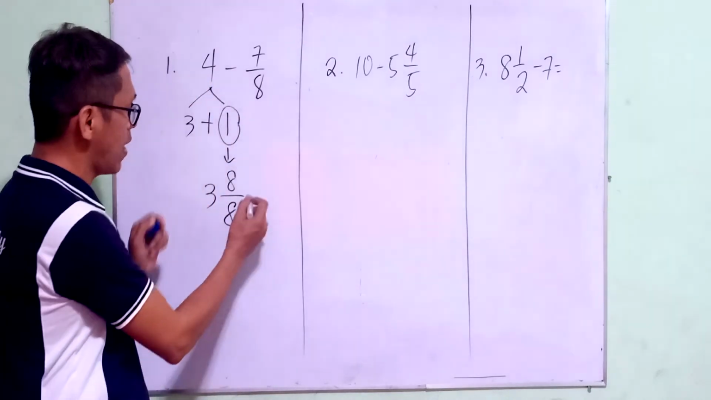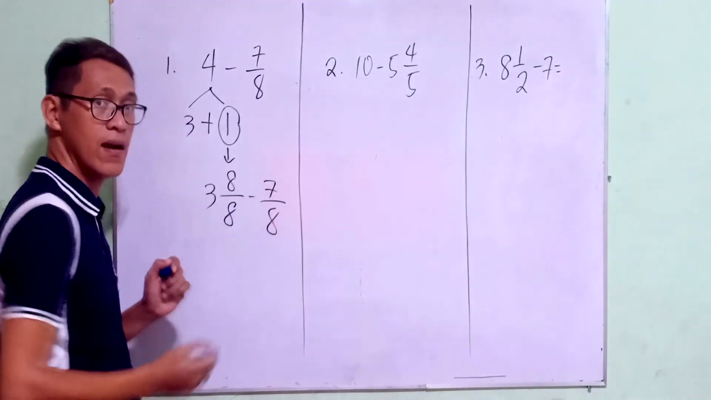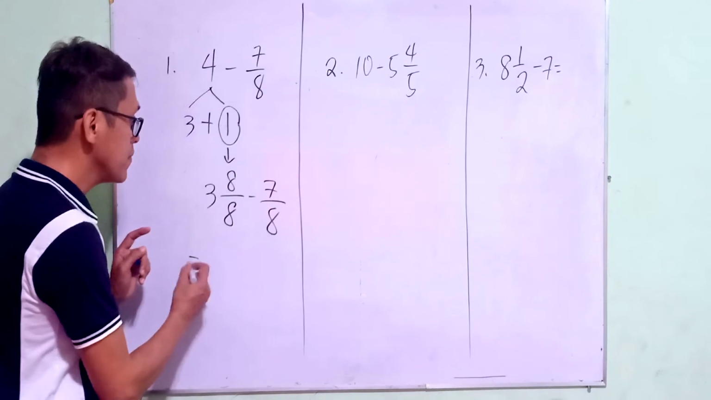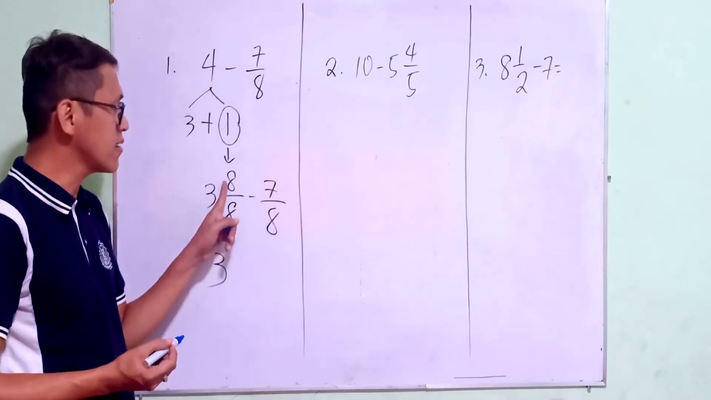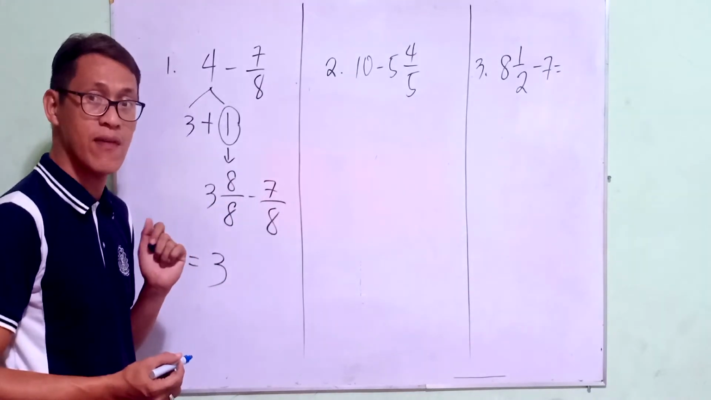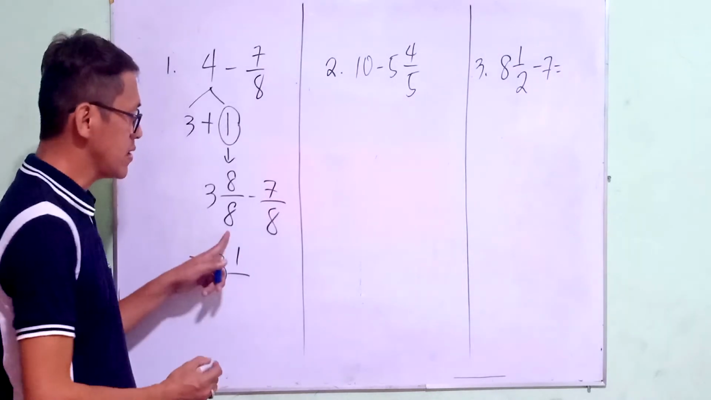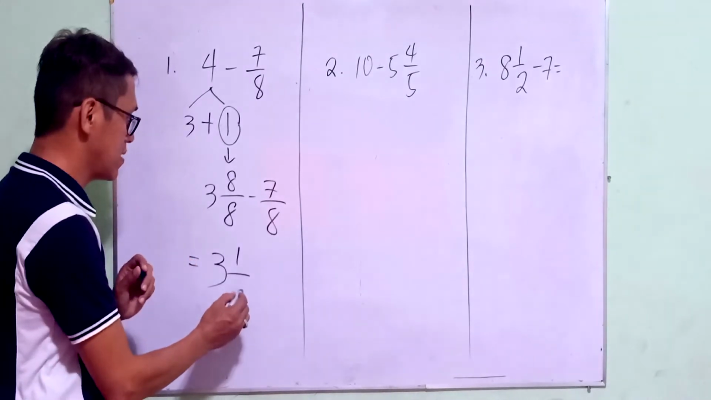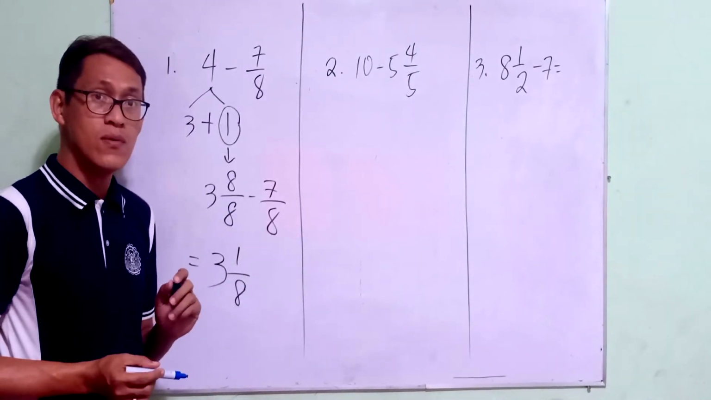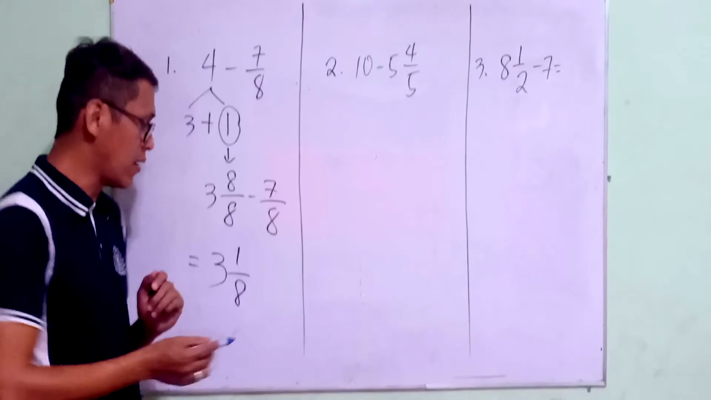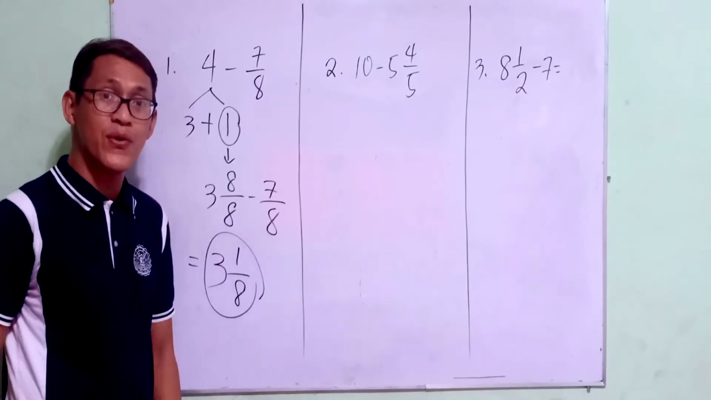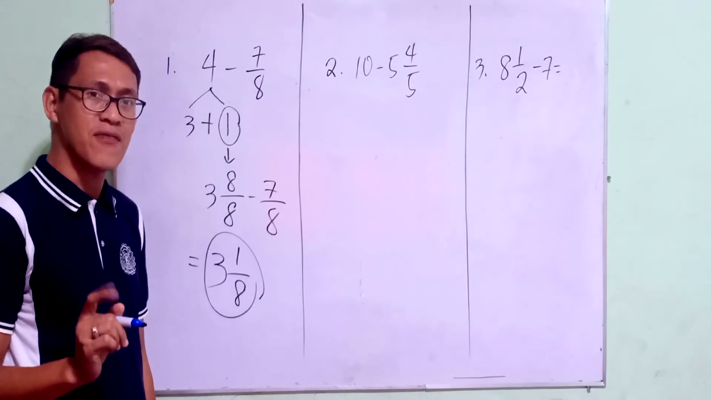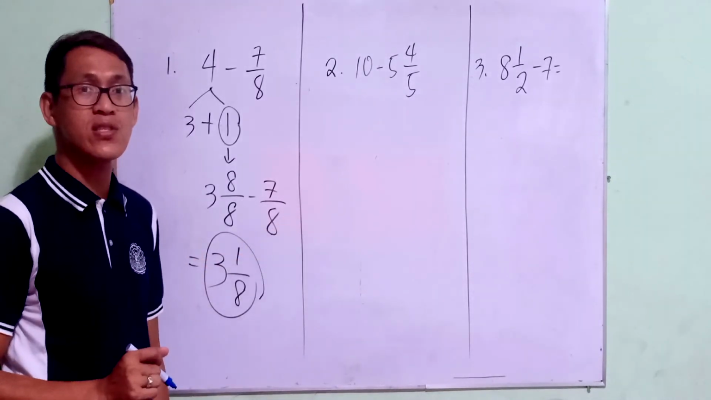Then you can subtract now. Minus 7/8 there. Again, there's no whole number here, so simply copy the 3. Then subtract the numerators. 8 minus 7, yes, that's 1. Then, what will you do with the denominators? Simply copy it. So, since 1/8 is in simplest form now, our final answer is 3 and 1/8. Did you get that? Very good.